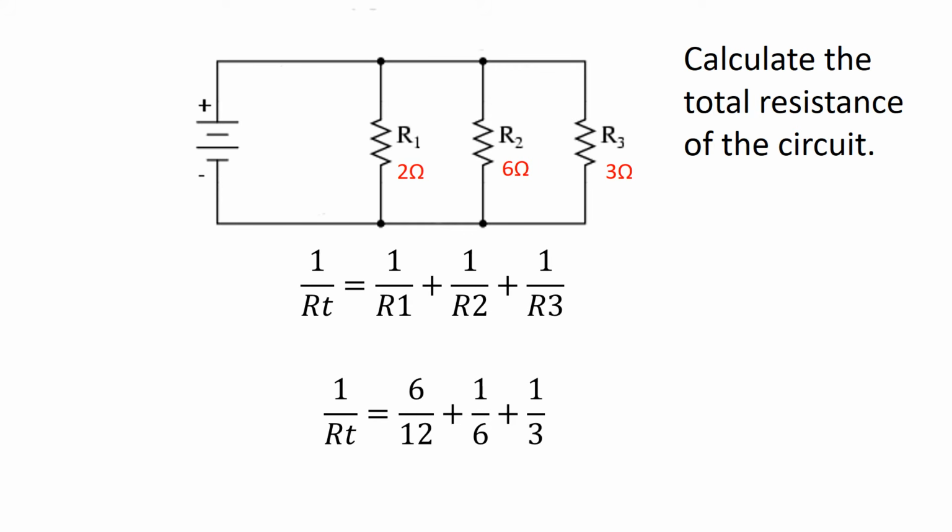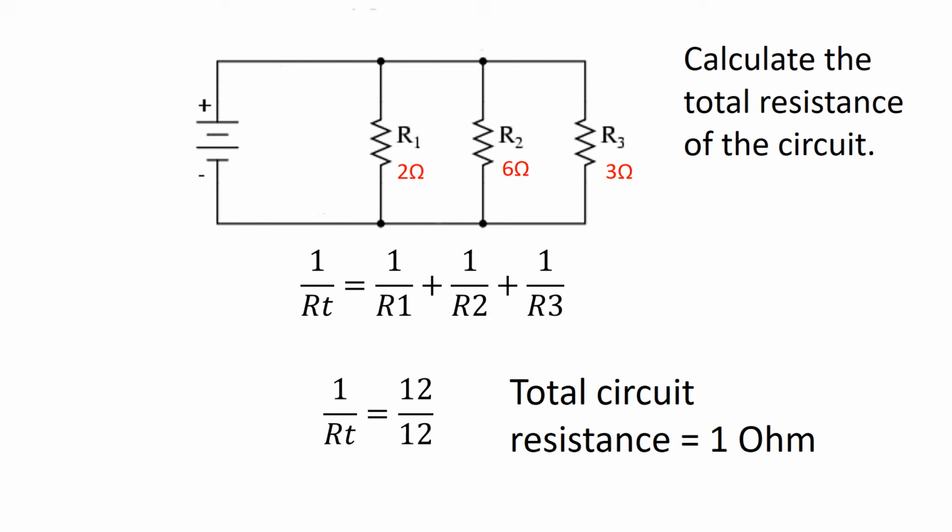The second fraction, how do we turn the 6 into a 12? We multiply by 2. Do the same to the top, 2/12. And the third one, to turn the 3 into a 12, we multiply by 4. Do the same to the top, we get 4/12. So 1/RT is 6/12 + 2/12 + 4/12. And now we can simply add those fractions up.